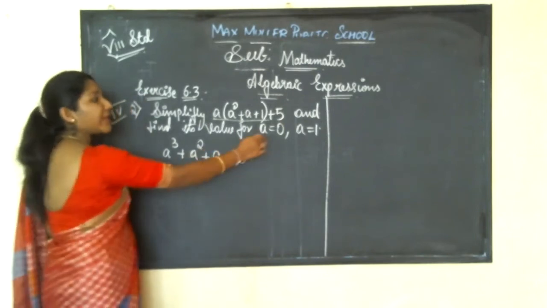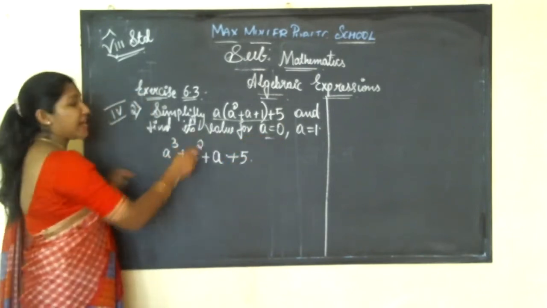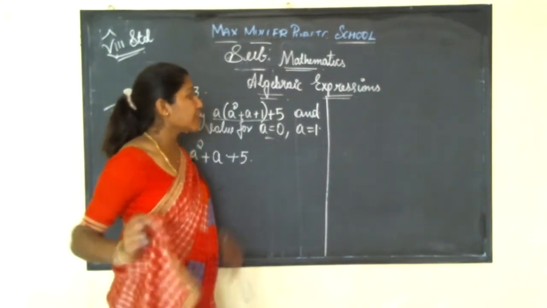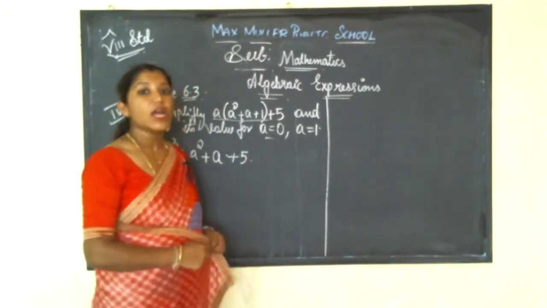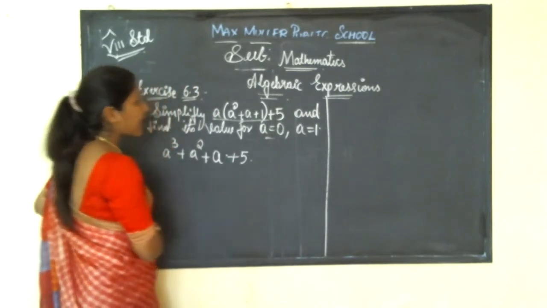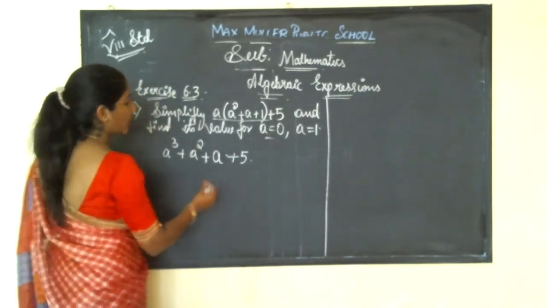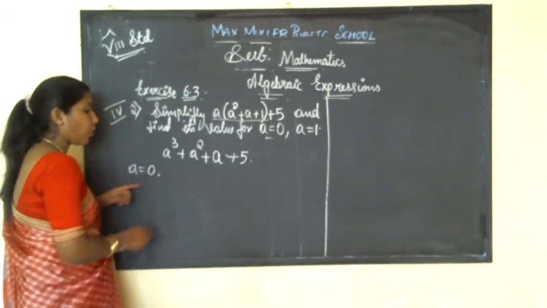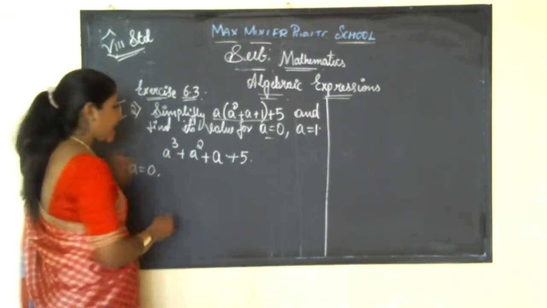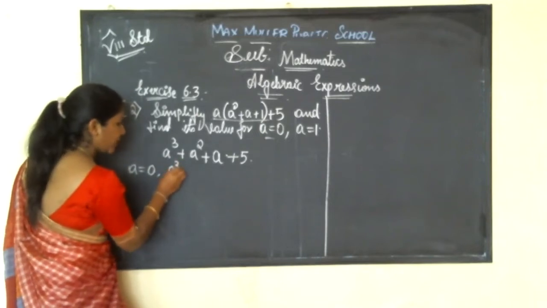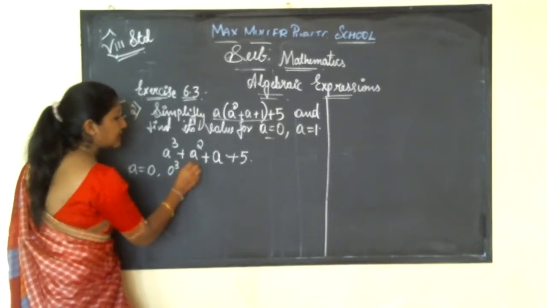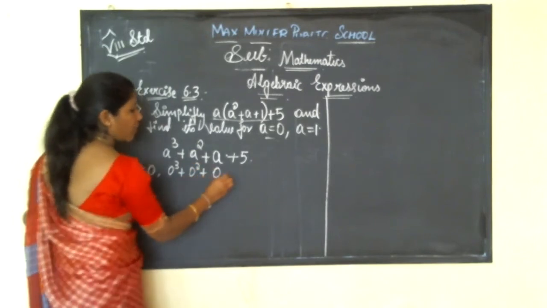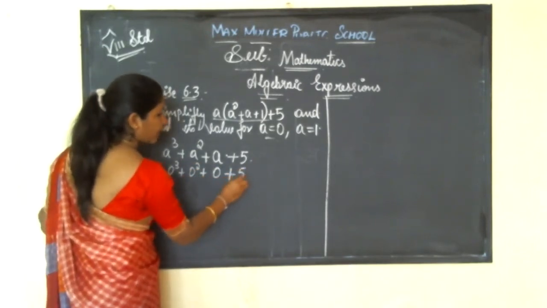By multiplying this expression, you will get this expression. Now they have asked to find its value for a is equal to 0 and a is equal to 1. How will you find it? See, first substitute a is equal to 0. Wherever a is there, you have to write 0 cube plus 0 square plus 0 plus 5.